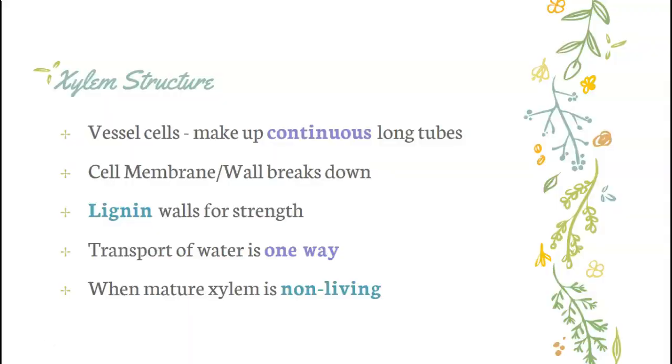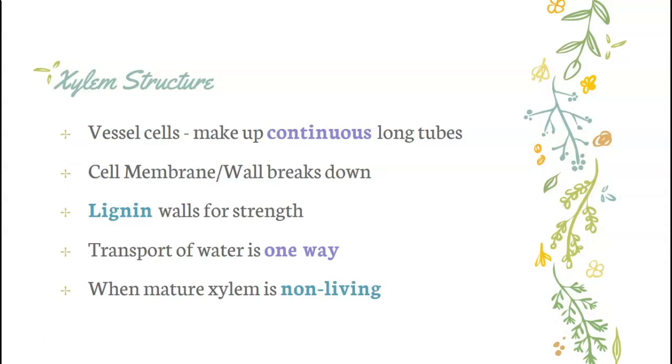General structure. In xylem, it is one long tube. When xylem is being formed, like when plants are growing, you have cells that form one on top of the other, all the way up until you start to get to the leaves. As the plant matures, the cell membrane and cell wall break down, and mature xylem, so once the plant is matured, is dead. It's non-living.